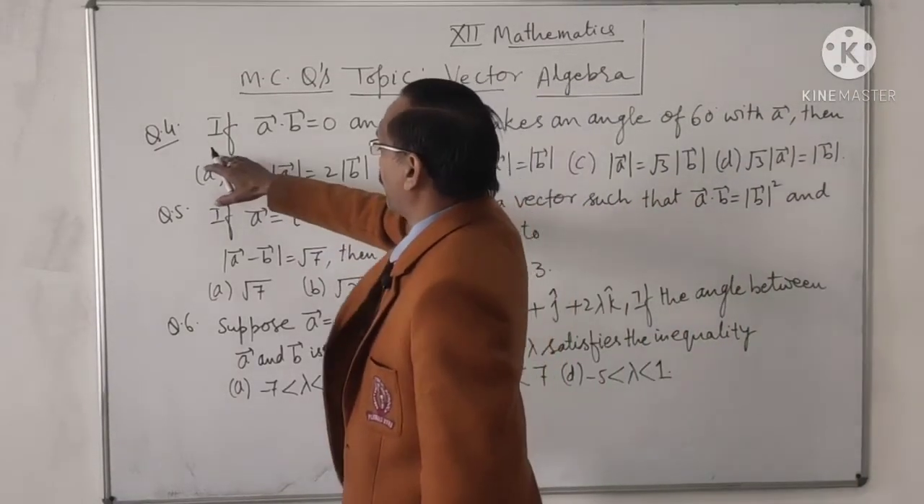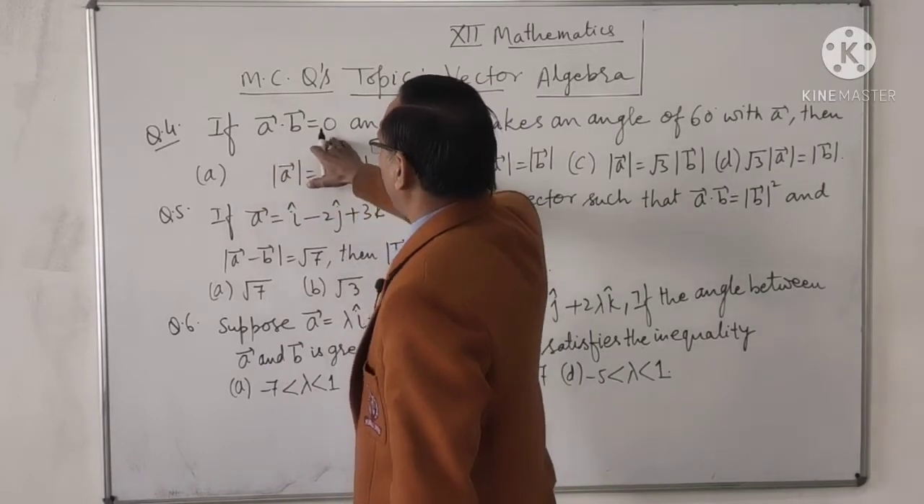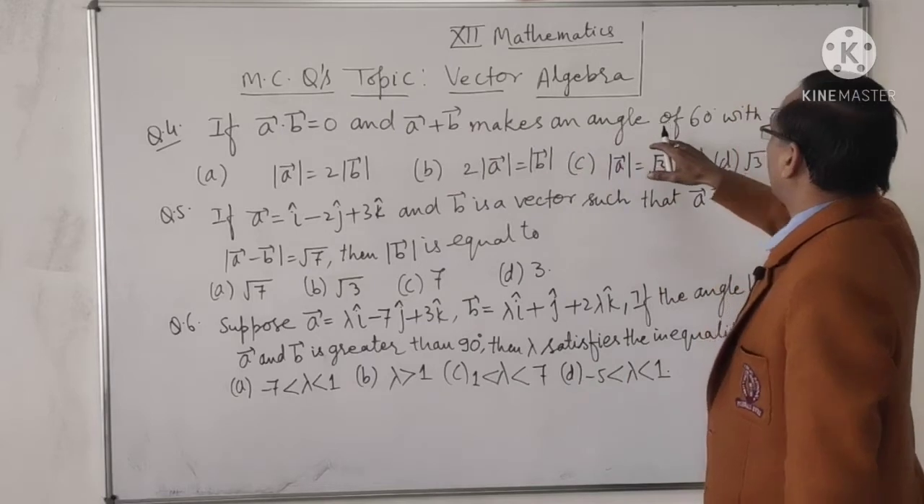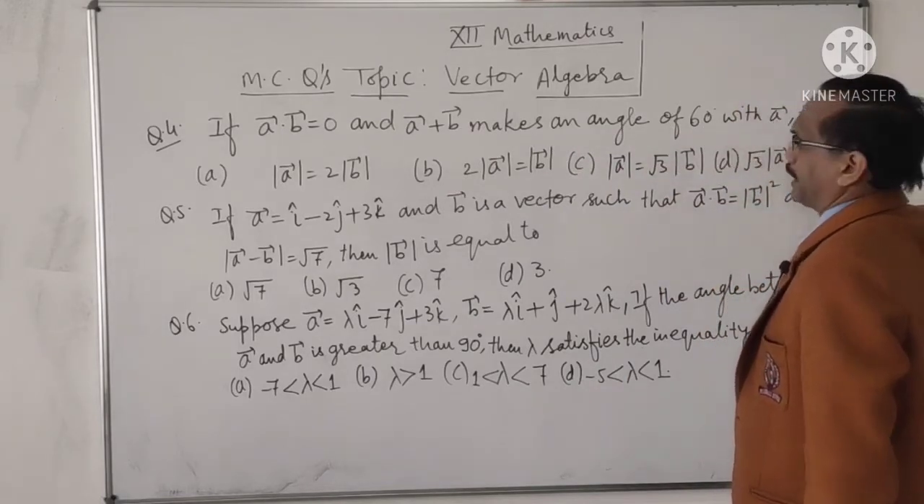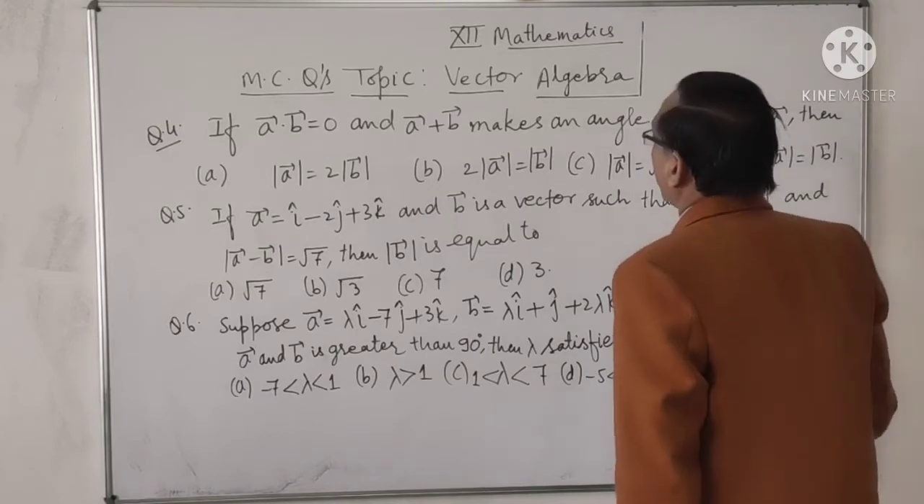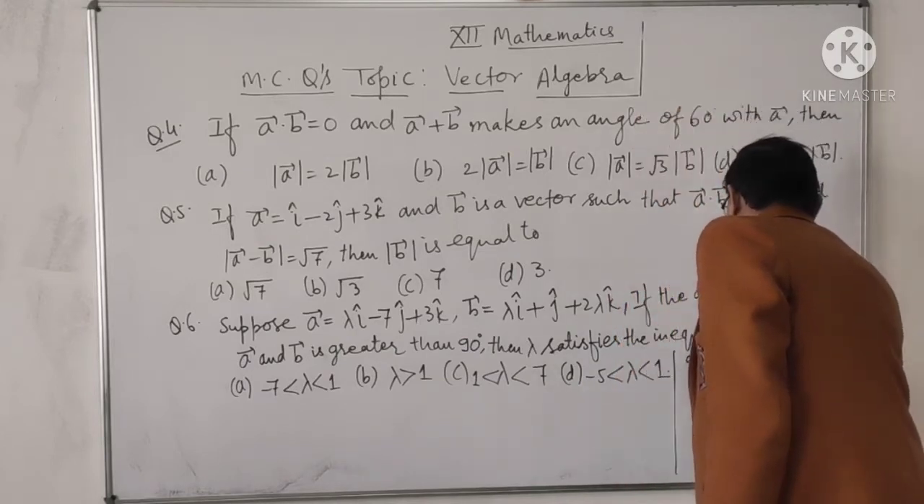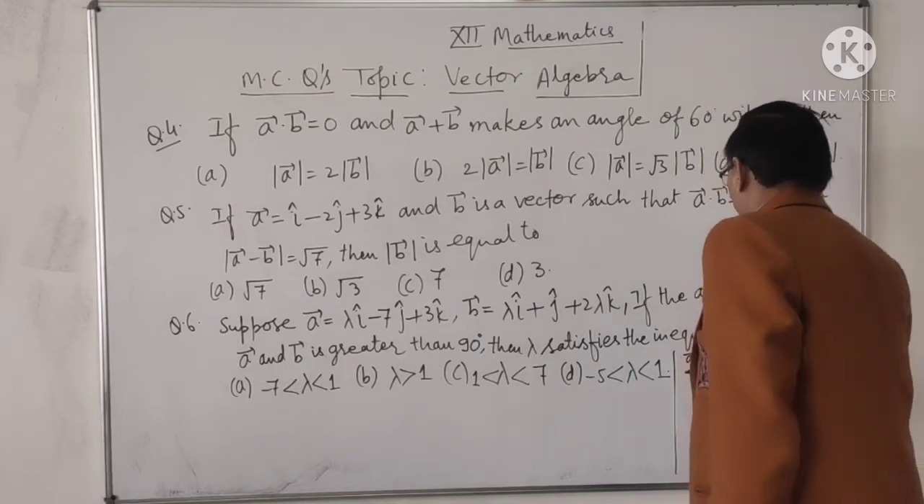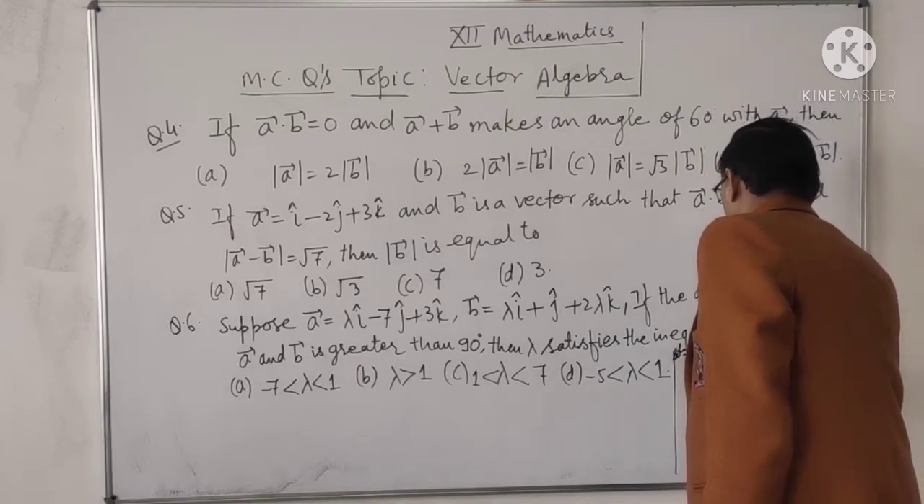Student, now question number 4. If A dot B equal to 0 and A plus B makes an angle 60 degree with A, then so here A dot B equal to 0. Solution 4.